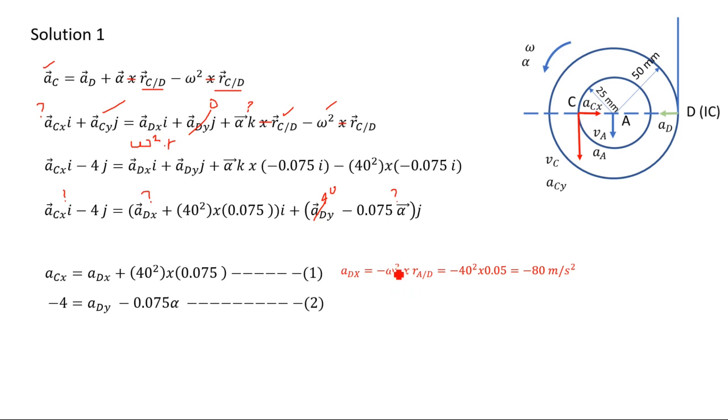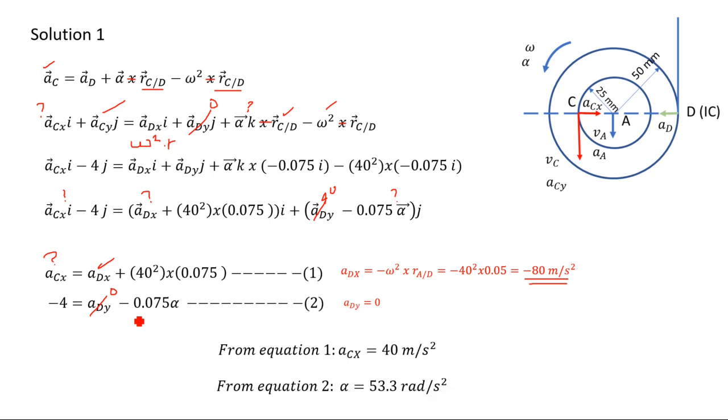So the ADX is going to be equal to omega square multiplied by the RAD. We should have negative at the beginning. So the ADX is going to be equal to minus 80 meters per second square. Now, if I put this in this equation, this one is going to be known, and I can find this one. For this part, we know this one is 0. So we're going to have that the alpha is equal to minus 4 divided by 0.075. And from equation 1, we find that the ACX is equal to 40 meters per second square, and the alpha is equal to 53.3 radians per second square. Okay, so that's it for this question, and we are going to have only one question to go with.